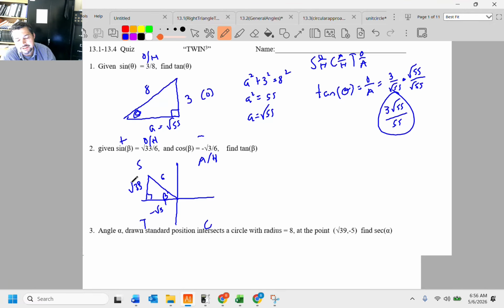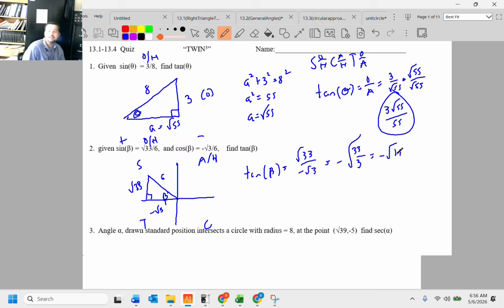So anyways, let's do our tangent ratio here. The tangent ratio would be opposite over adjacent. So tangent of beta would be root 33 over negative root 3. We can think of this as negative root of 33 over 3, which is negative root of 11.